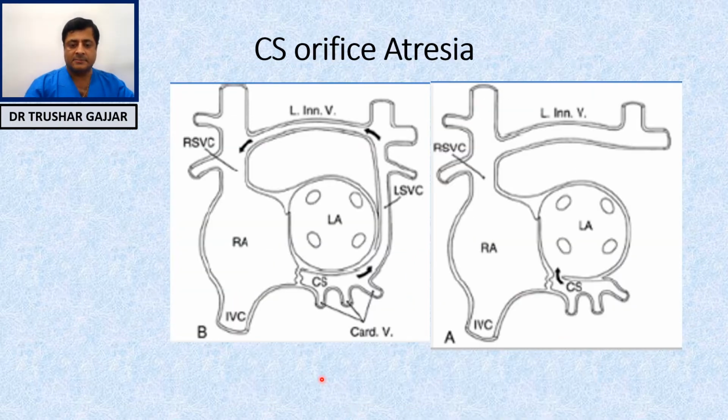Another anomaly is of the coronary sinus. The mouth of the left sinus venosus wall becomes atretic, and the coronary sinus will be atretic. The orifice is atretic, but it has to drain somewhere. So either it will drain through the left cardinal vein into the innominate vein and into the RA, or, if the left cardinal vein is closed, it will drain into the left atrium through the opening at the lower end.